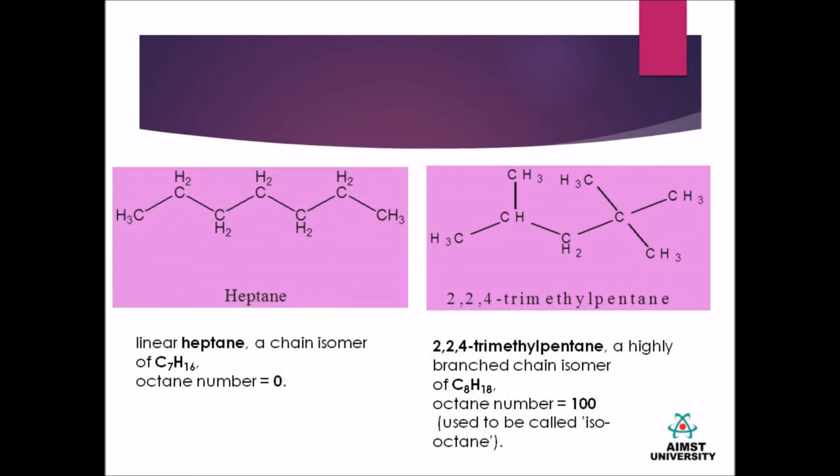Now you can see there are two examples given here. The left example is heptane, the right example is 2,2,4-trimethylpentane. Heptane is a chain isomer. It is linear with a formula C7H16. It has an octane number of 0. 2,2,4-trimethylpentane is a highly branched chain isomer with a formula C8H18. It is usually called isooctane and it has octane number 100.